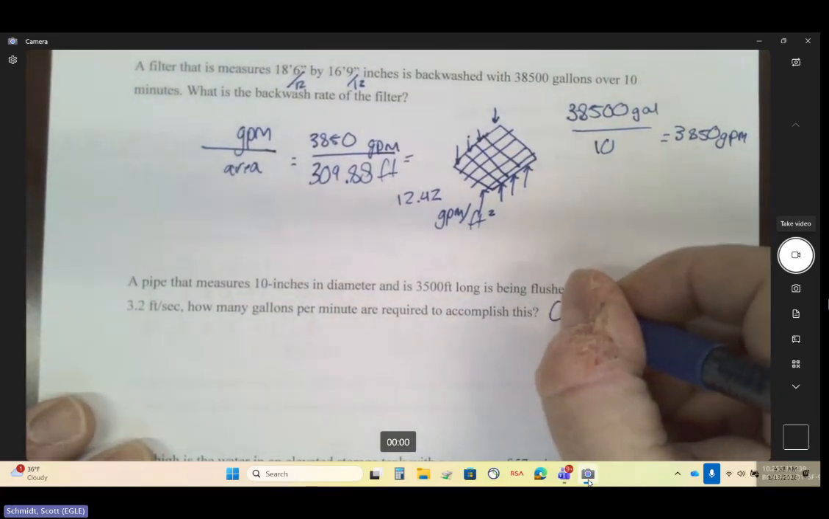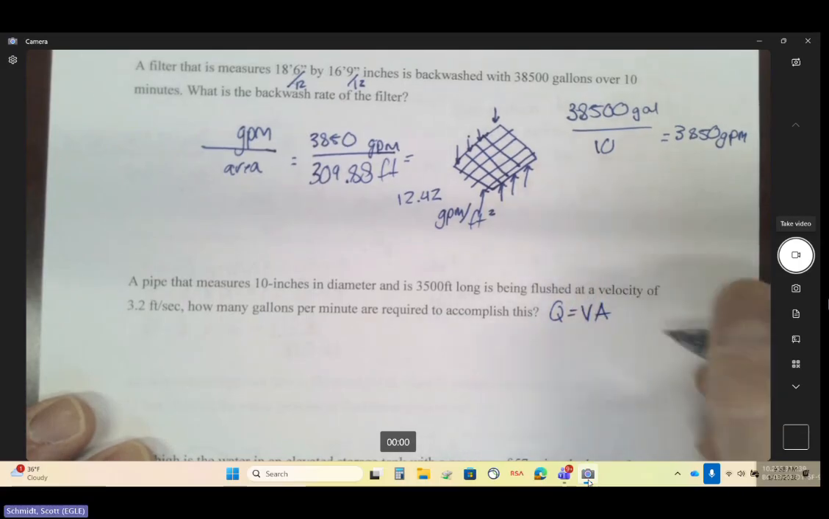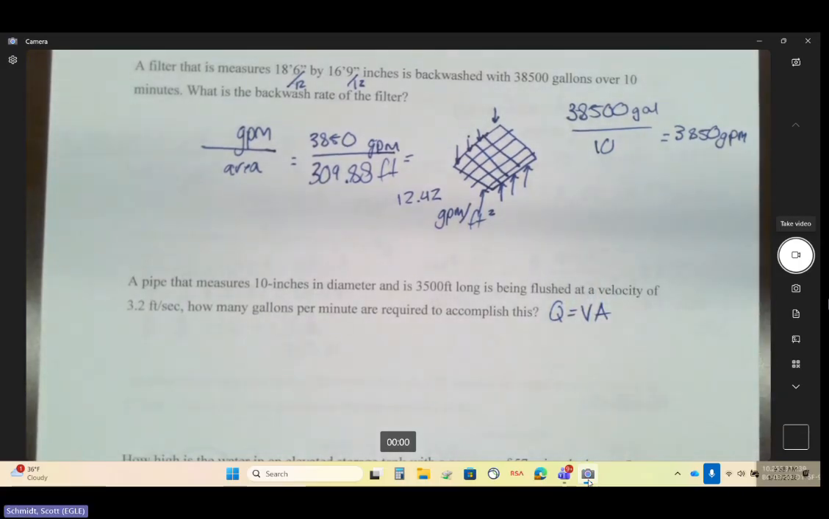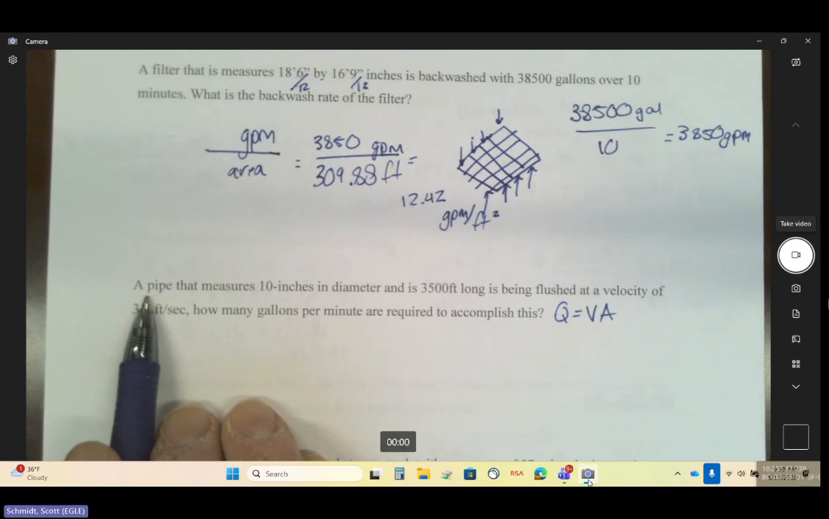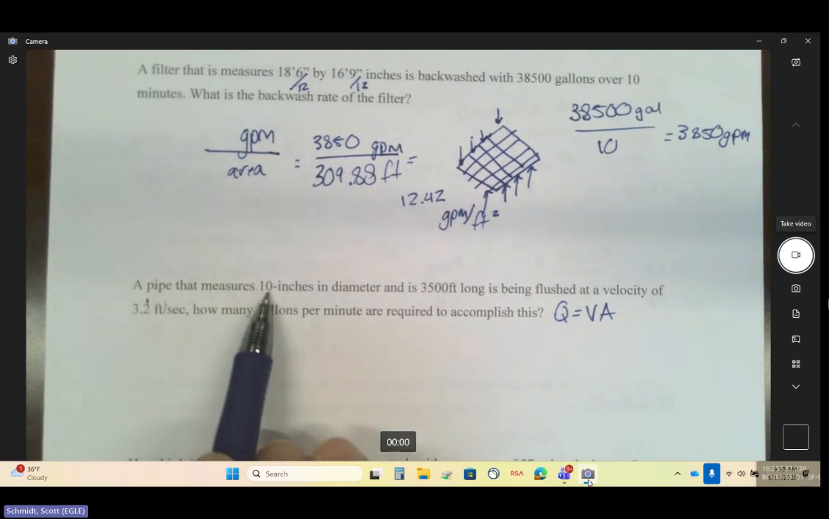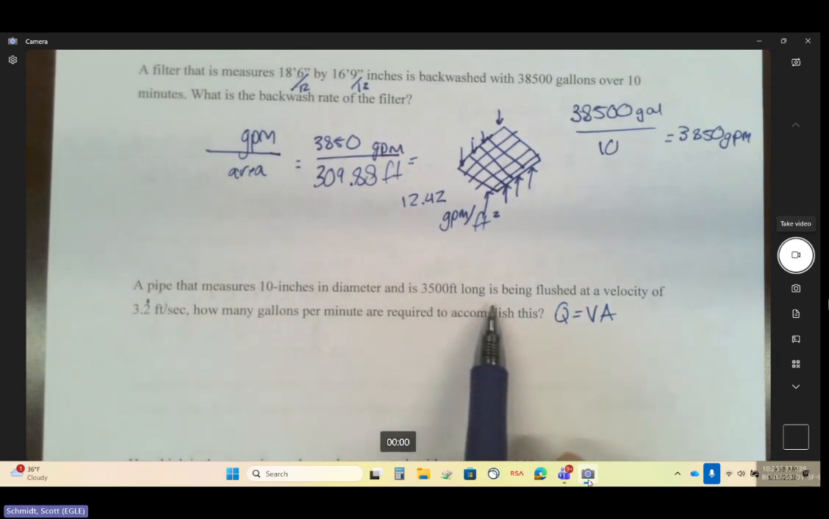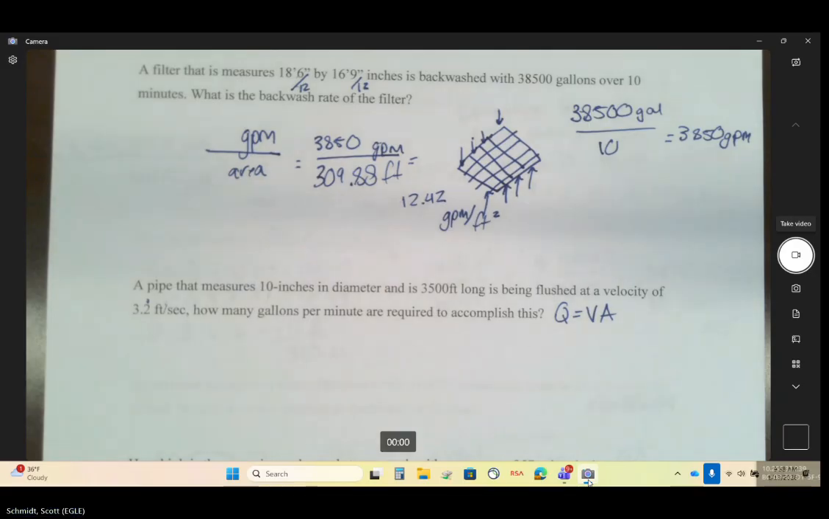All right. This next one is a hydraulics flow calculation. This is the lovely Q is equal to V times A. And I will tell you how to tell the difference because a lot of people often are like, well, where do I start? What kind of question is this? So a pipe measures 10 inches in diameter, 3,500 feet long, is flushed at a velocity of 3.2 feet per second. How many gallons per minute are required to do this?